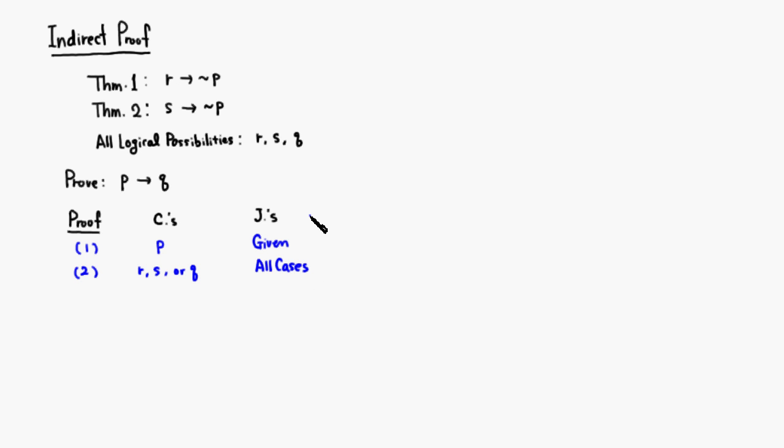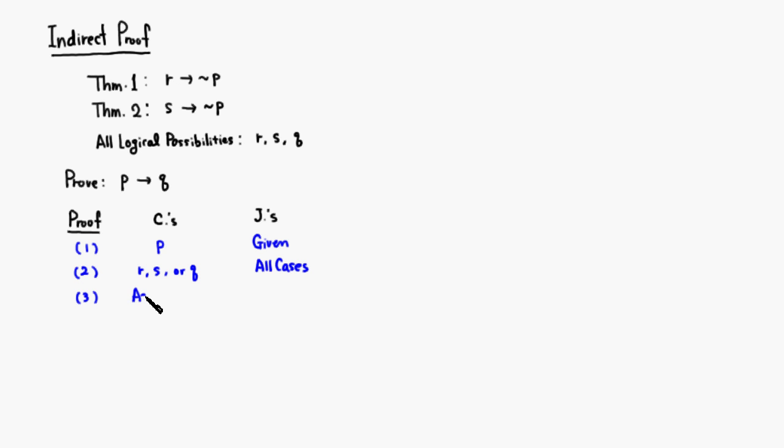Then what we want to do is conclude that Q is true. So we try to eliminate the other cases. The other cases are either R or S. If we can eliminate R and S, then it automatically tells you that Q must be true, because there are only three possibilities. So for line 3, we're going to assume R.